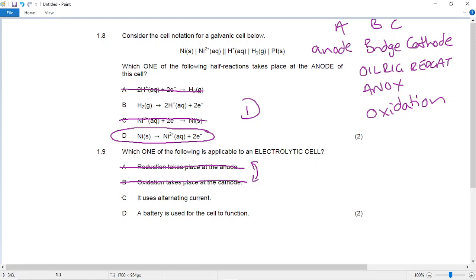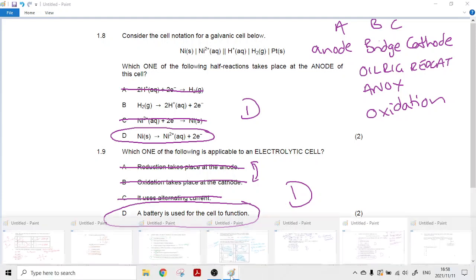We cannot use alternating current when we do electrolysis, because it causes the anode and the cathode to switch at the frequency of the alternating current, which is not good. So we need a battery, because a battery provides direct current, and so then we can keep the anode as the anode and the cathode as the cathode.